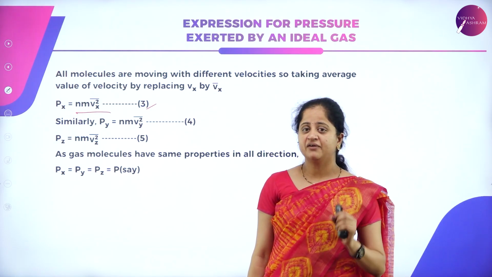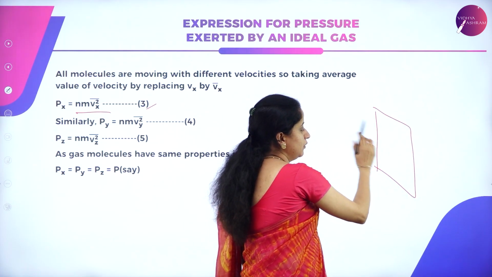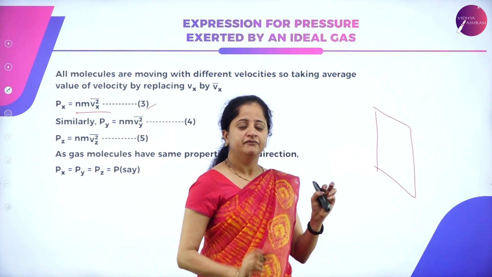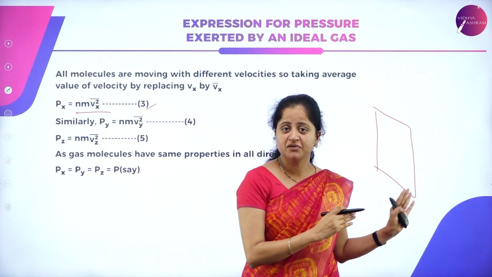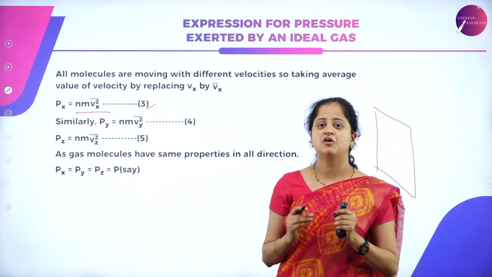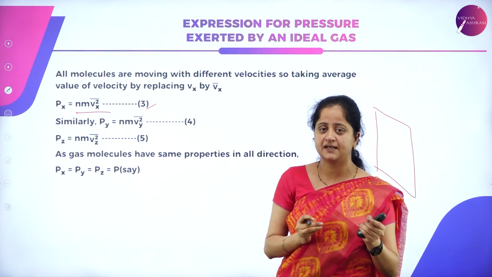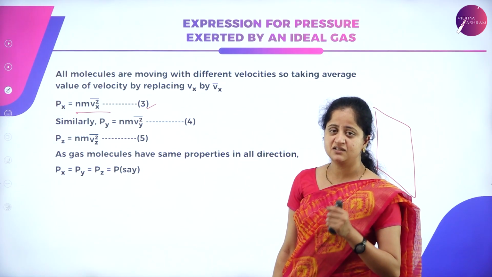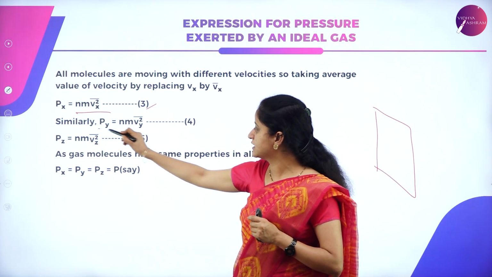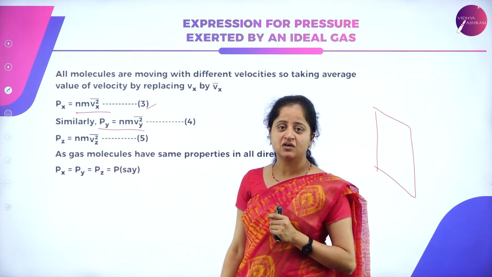Now, we have considered only one scenario, a molecule going and hitting one particular wall, but we know that gas molecules will be in random motion. We have considered the 3-dimensional coordinate system, which means the molecule can move with velocity along the x direction, y direction as well as z direction. But we have got the expression only for the x direction. Similarly, we can write the expression for y, that is, the pressure exerted by a molecule along the y axis on a wall.